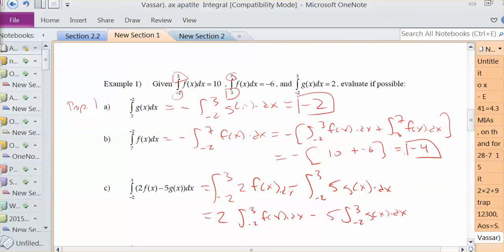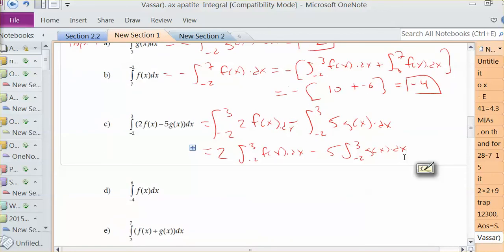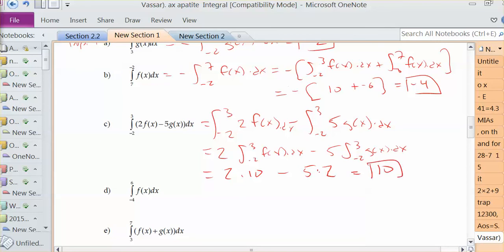Okay. So I already know the integral from -2 to 3 for f of x is 10 and for g of x is 2. So that's just going to be 2 times 10, and 5 times 2, which is going to be 10 altogether. So again, the value of the definite integral from -2 to 3 for f of x times dx is 10. For g of x is 2. Work it out, you get 10.